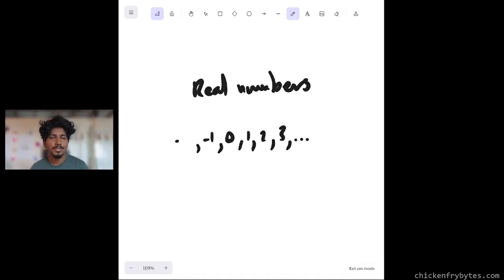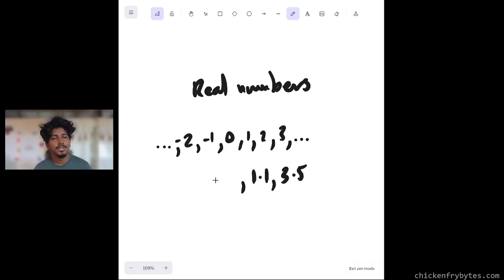There's -1, -2. But it actually also includes the negative decimals, as well as positive decimal numbers. So something like 1.1 or 3.5. You can have -5.6, and so on and so forth. You're not limited to any particular number. So positive and negative whole numbers and decimals are included in the set of real numbers.